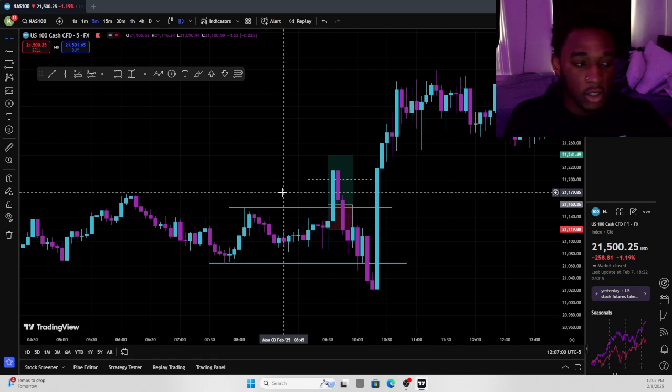Simple breakout strategy at 9:30 a.m., right? So all I'm looking for is a high and a low to be created before 9:30. The most recent high and the most recent low to be created before 9:30. So basically resistance and support, pretty simple.